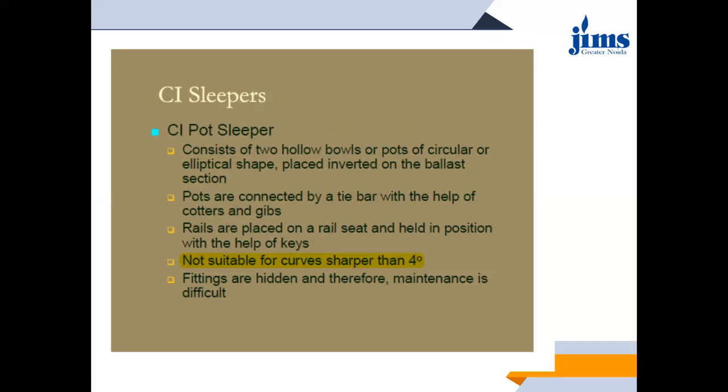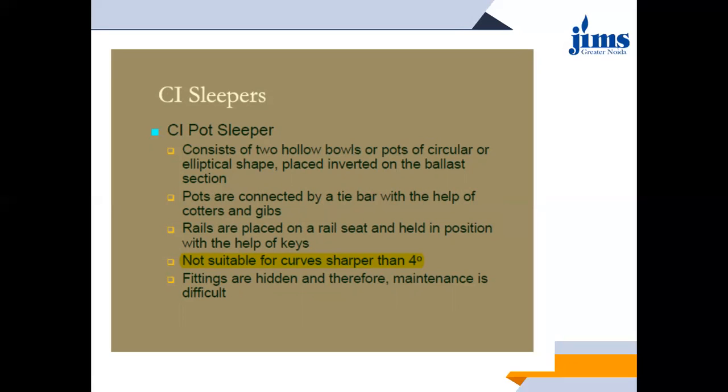Okay. Now these steel sleepers were then evolved into cast iron sleepers. We found certain disadvantages, and after evolving, a new kind of sleeper was introduced, that was the cast iron sleeper. It also has certain categories, one of which, the prominent one, is the cast iron pot sleeper. It consisted of two hollow balls or pots of circular or elliptical shape, which were placed inverted on the ballast section. These pots are connected by a tie bar with the help of cotter and Gibbs.